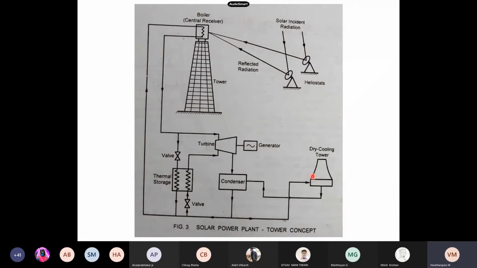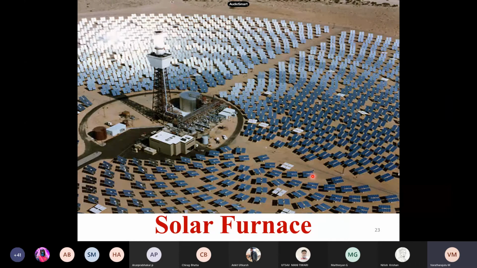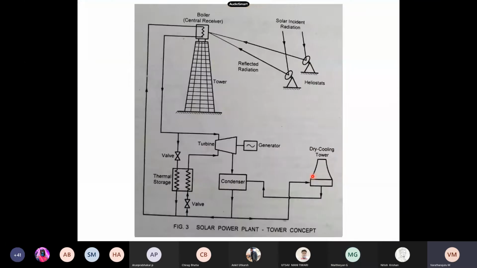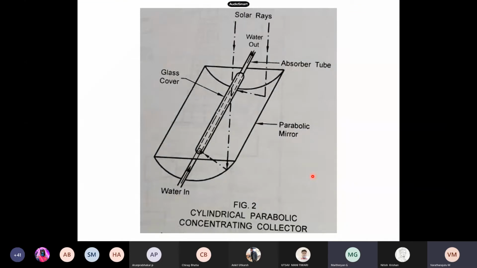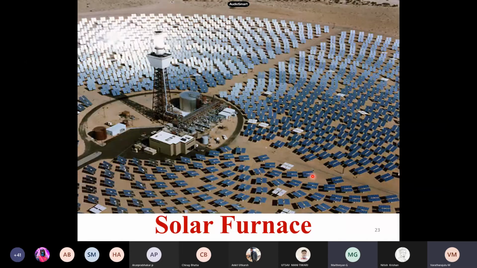Any clarity needed over this tower concept, or any clarification? Yes, the Californian solar furnace has yearly problems. Many birds die in that place because of the concentration of solar light. Annually, around 6,000 birds die. In a way, it is disturbing the wildlife in the desert.